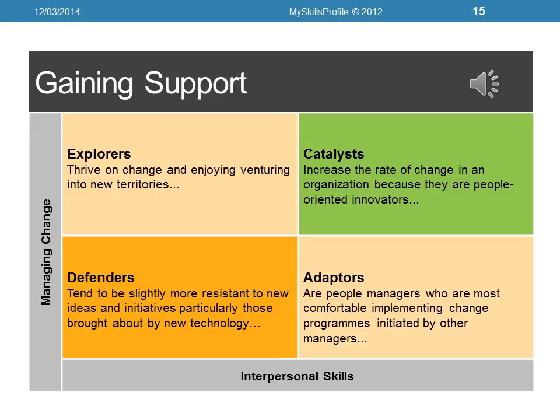Being very independent-minded, explorers tend to expect others to see things the way they do, and tend to underestimate the amount of effort needed to gain support for change.